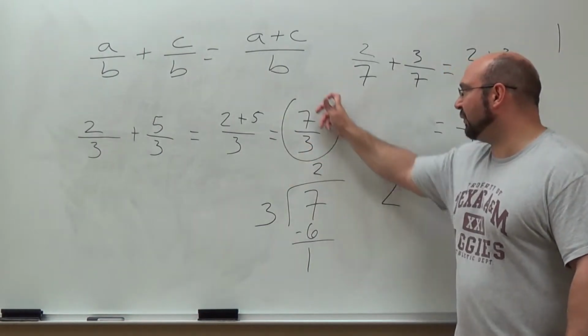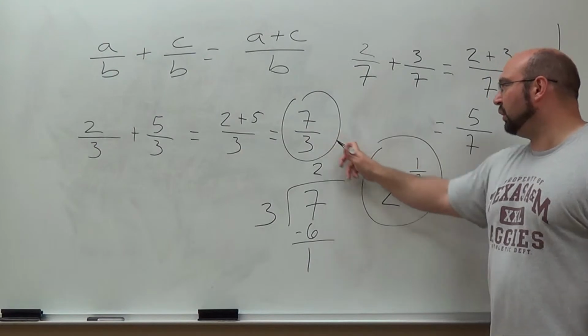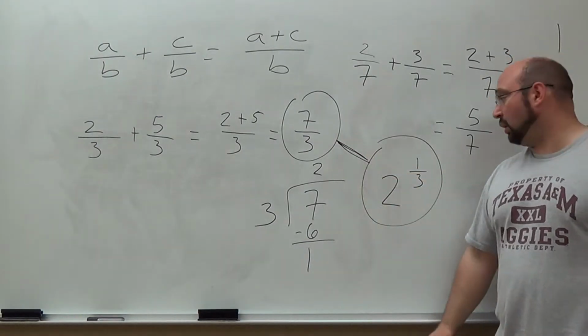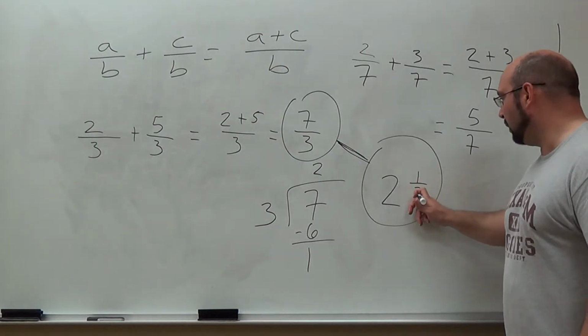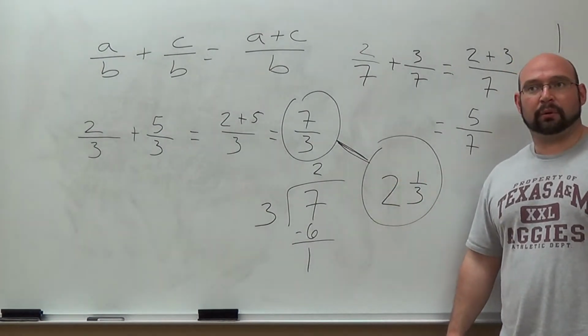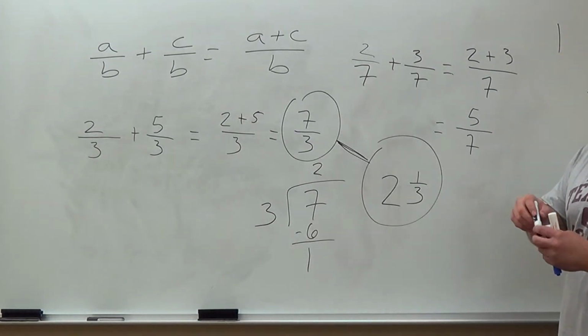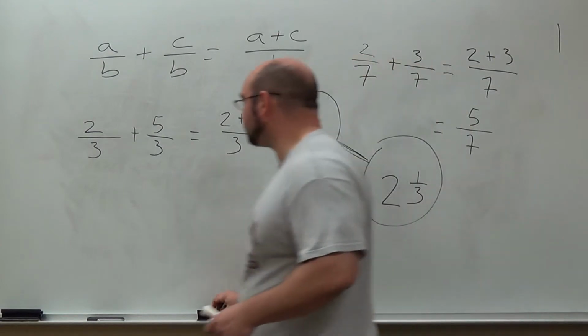So I have my 7/3 and I have my 2 and 1/3. And we're going to note that those two answers are equal. Let me write this a little lower, so it doesn't look like an exponent. Good to go? All right. Questions, comments, concerns? Okay.